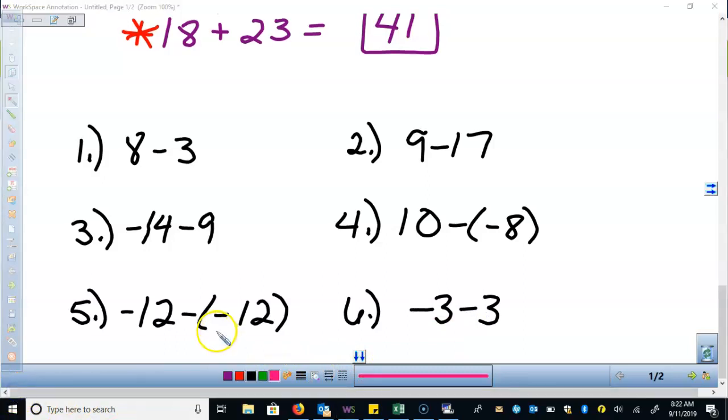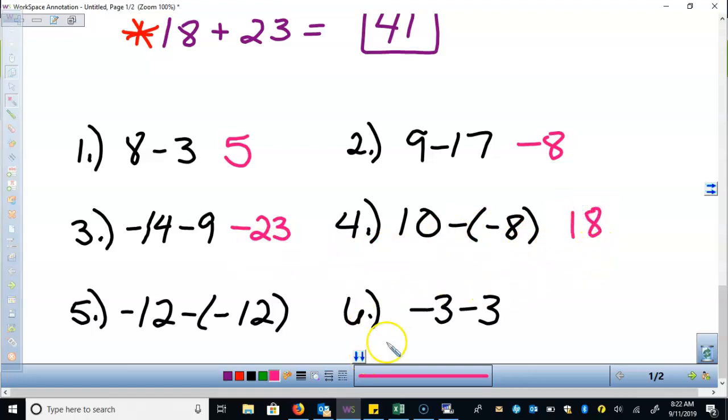Now let's go ahead and talk about the answers. See how you did. 8 minus 3, the answer is 5. 9 minus 17, the answer is negative 8. Number 3, negative 14 minus 9 is actually negative 23. Number 4 is 18. Number 5, guess what? 0. And number 6 is negative 6.